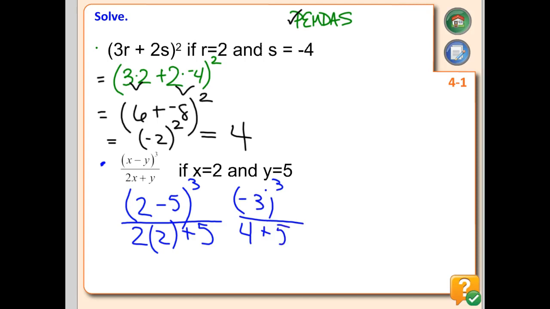What's negative 3 cubed? Well, negative 3 cubed is negative 27. 4 plus 5 is 9. So what's my final answer when I reduce my fraction? Negative 3. Good job. Now, that's all there is for section 4.1. So please pay attention to parentheses.